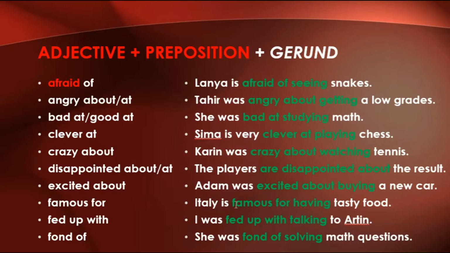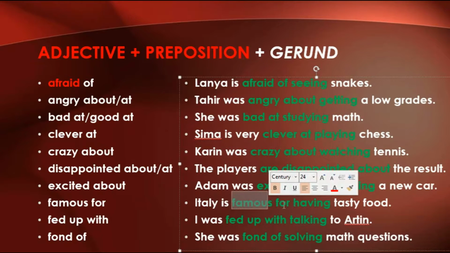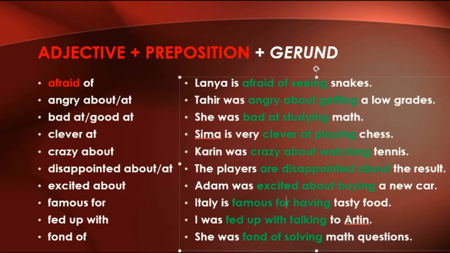Italy is famous for having tasty food, right? Famous is my adjective, for is my preposition, and having is my gerund, the form of the verb.